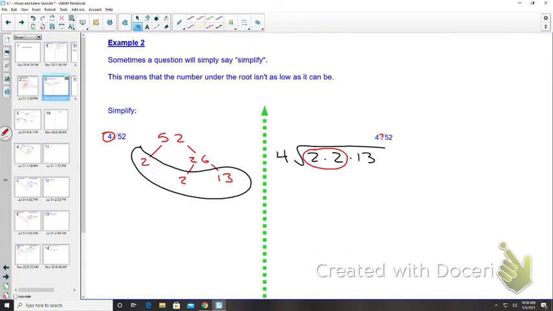So right here, because we're taking the square root and we have 2 2's, we're going to take those 2 out. And if we're taking the 2 out, then it becomes 2 times 4 times root 13, which is equal to 8 root 13. Is that okay? Yep. Okay.